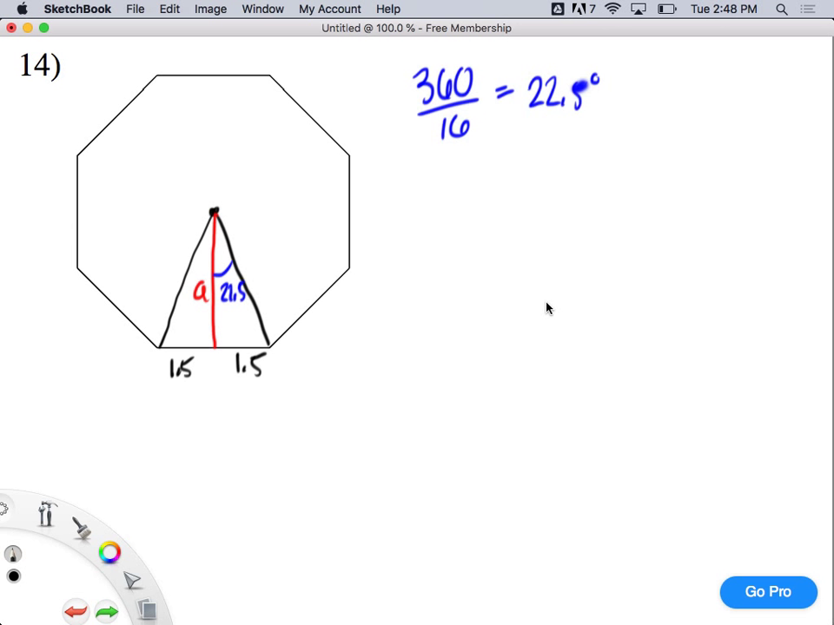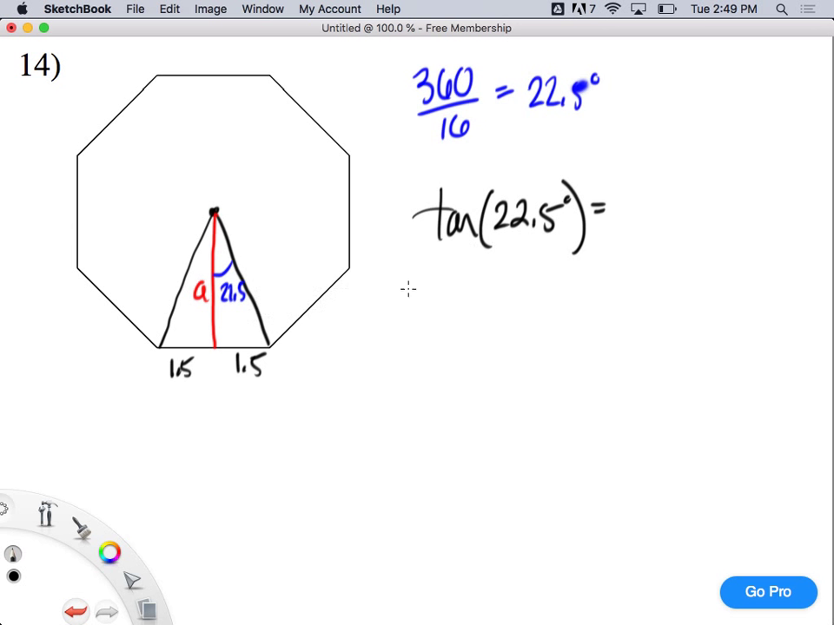How many of these little triangles are there? There would be 2, 4, 6, 8, 10, 12, 14, 16. 16 triangles. So you're splitting up 360 degrees into 16 pieces. So 360 divided by 16 is 22.5. Now, to get the apothem, you do the tangent of 22.5 equals what?